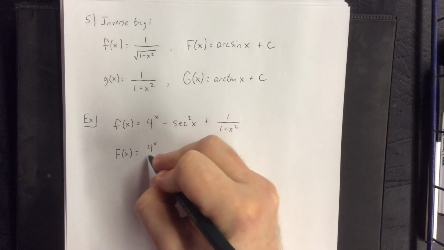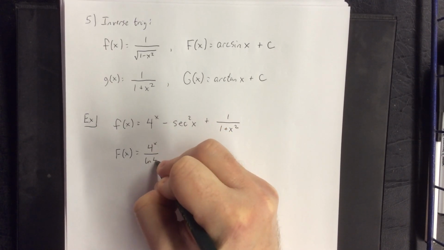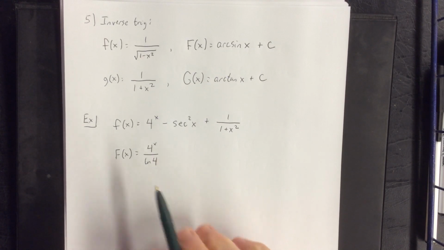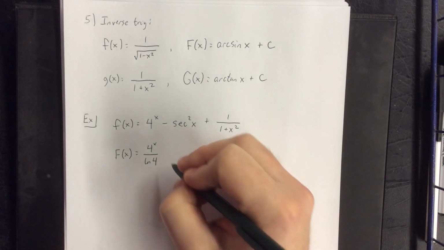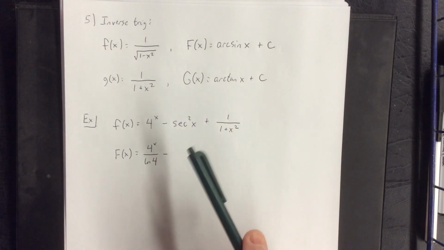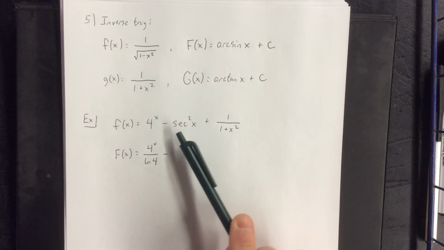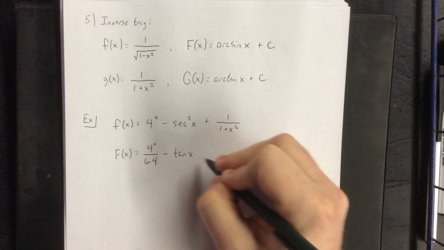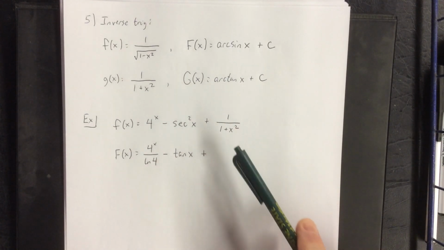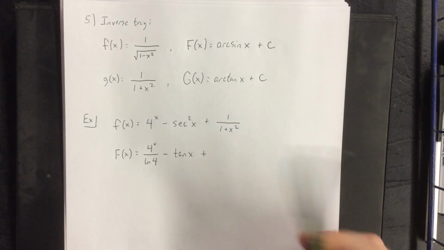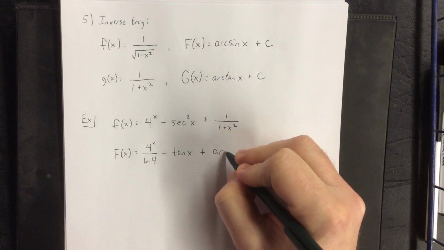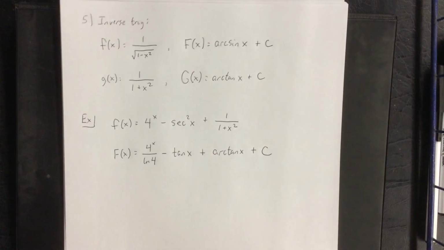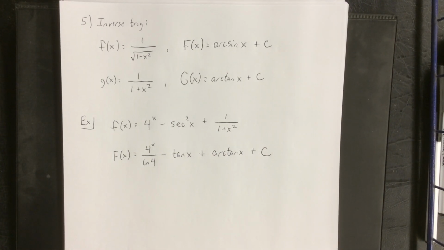Exponential is going to be the same exponential divided by the natural log of the base. Derivative says multiply by the natural log of the base, so for the antiderivative we divide by the natural log of the base, minus the function whose derivative is secant squared of x. That would be the tangent of x, plus the function whose derivative is 1 over 1 plus x squared. That would be the arctangent of x. And to keep it as generic as possible, we of course will tag on our plus c.